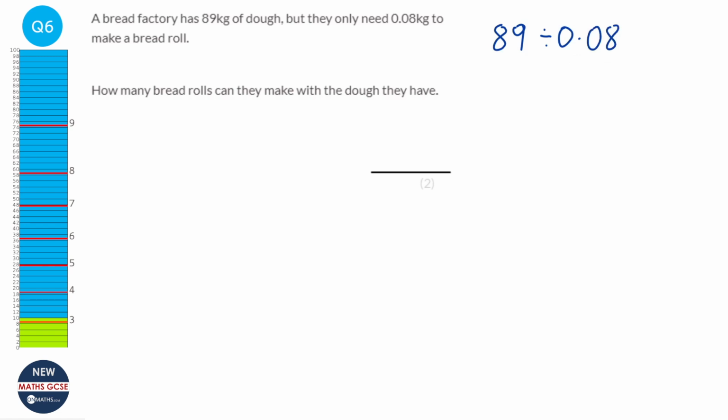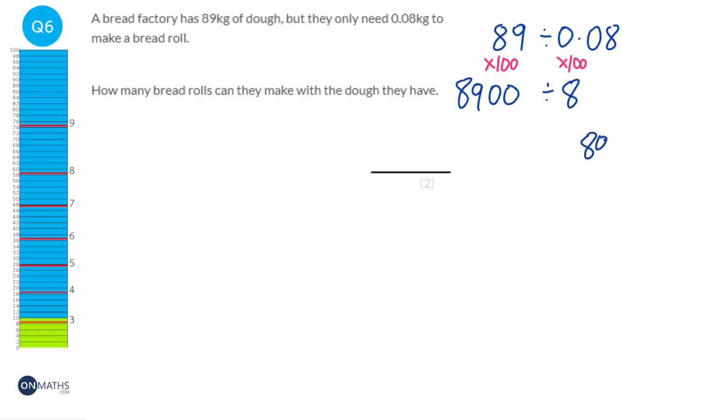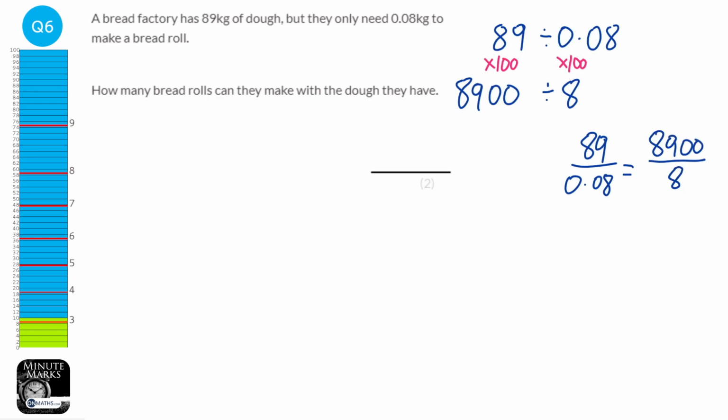In this case, we're going to multiply both by 100, because it will make the division a lot easier, because it will make this right hand side, instead of 0.08, just 8. The reason we can do that is 89 divided by 0.08 is the same as 89 over 0.08, and as a fraction we can just times top and bottom by 100, so it would be 8,900 over 8.